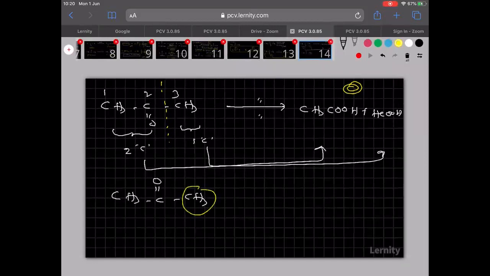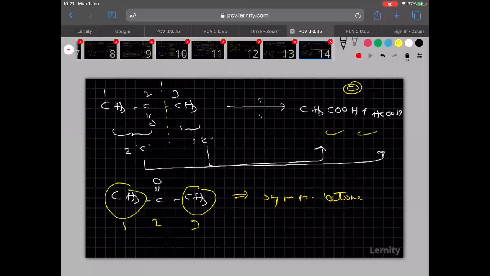Okay. So here you see the alkyl groups are same. When the alkyl groups are same, then that ketone is called as what? Symmetrical ketone. In case of symmetrical ketone, if you break the bond between 1 and 2 or 2 and 3, the product will be same.